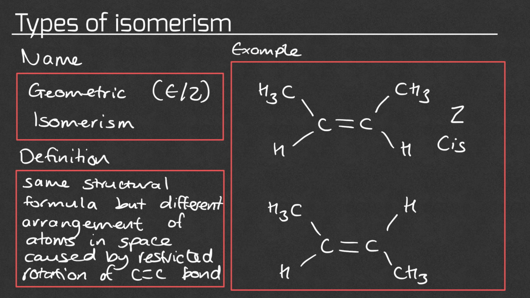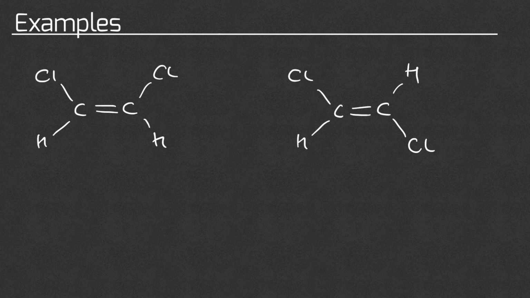If both of the biggest groups are pointing in the same direction, either both up or both down, we say that's the Z or the cis isomer. If both of the groups are pointing in opposite directions, so one of them pointing up and one of them pointing down, we call that the E isomer or the trans isomer. This is why the name can sometimes be called EZ isomerism. We're going to look at a few examples and determine whether they are E isomers or Z isomers. So in order to determine which isomers we've got, we need to look what sides the biggest groups are on.